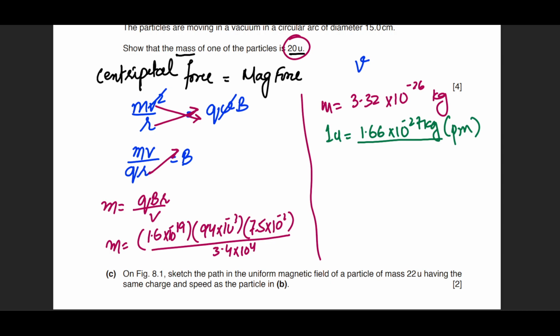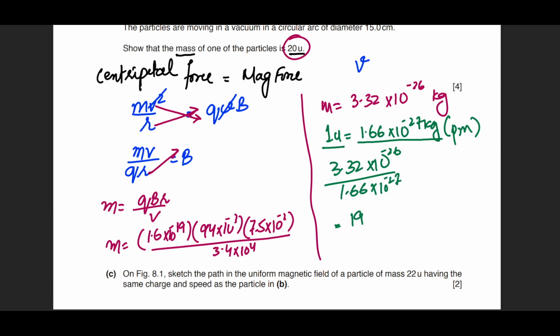Okay, so he wants to find out whether it is actually 20 times this mass, or how many times it is in comparison to the atomic mass unit. This value is given in the booklet. So simply divide 3.32 into 10 raised to power minus 26 by 1.66 into 10 raised to power minus 27.